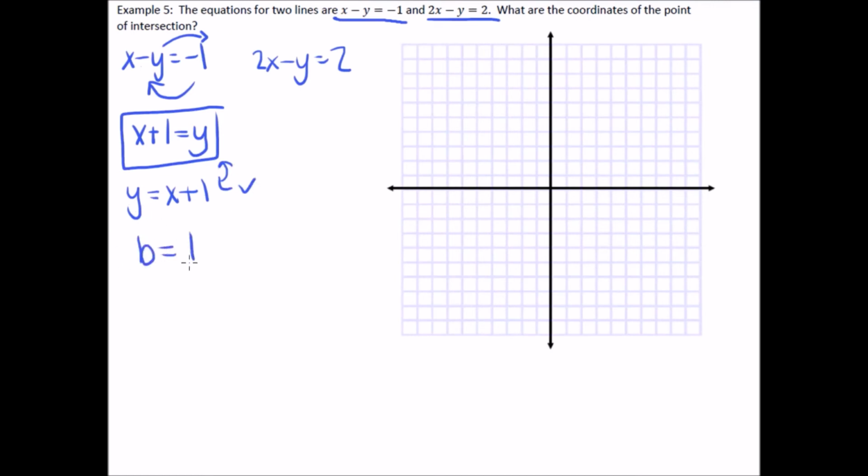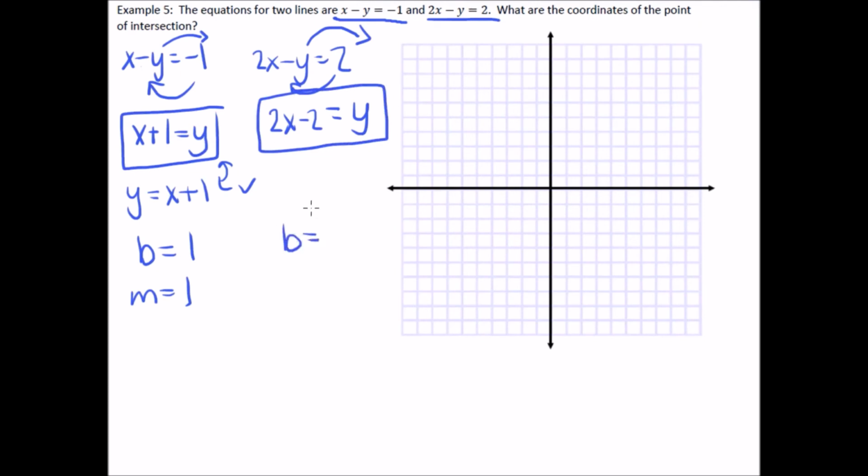The y-intercept is 1, and the slope is also 1. For this second equation, again, we have a negative y, so I'm going to bring that over, so it's simply y equals instead of negative y equals. We're going to bring over this positive 2, and that's it. The y-intercept is this number right here, negative 2, and then the m is the number right in front of that x in this form, 2.